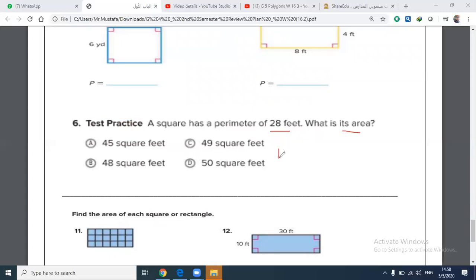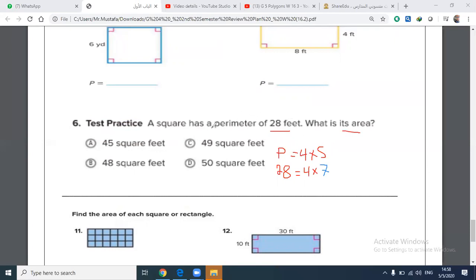The perimeter of a square equals what, Muhammad? Perimeter of a square equals 4 times by the side length. Perimeter is given by 28, equals 4 times by what? 4 times by what equals 28, Muhammad? 7. Yes, excellent, my friend. Excellent, Muhammad. So the side length of the square should be 7.